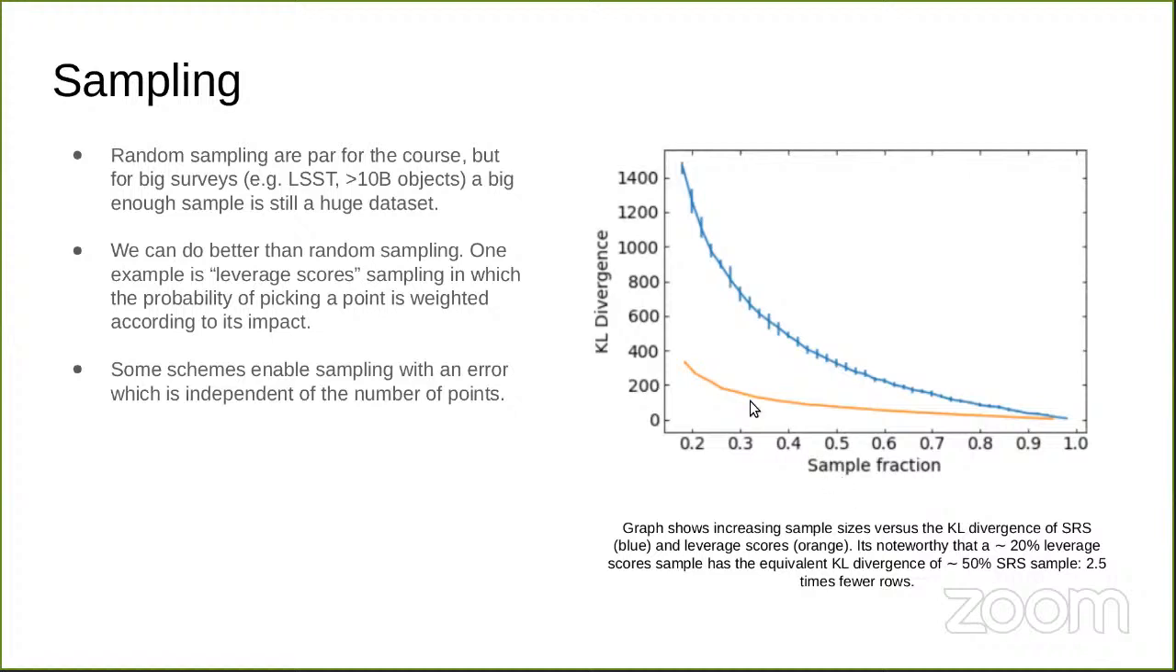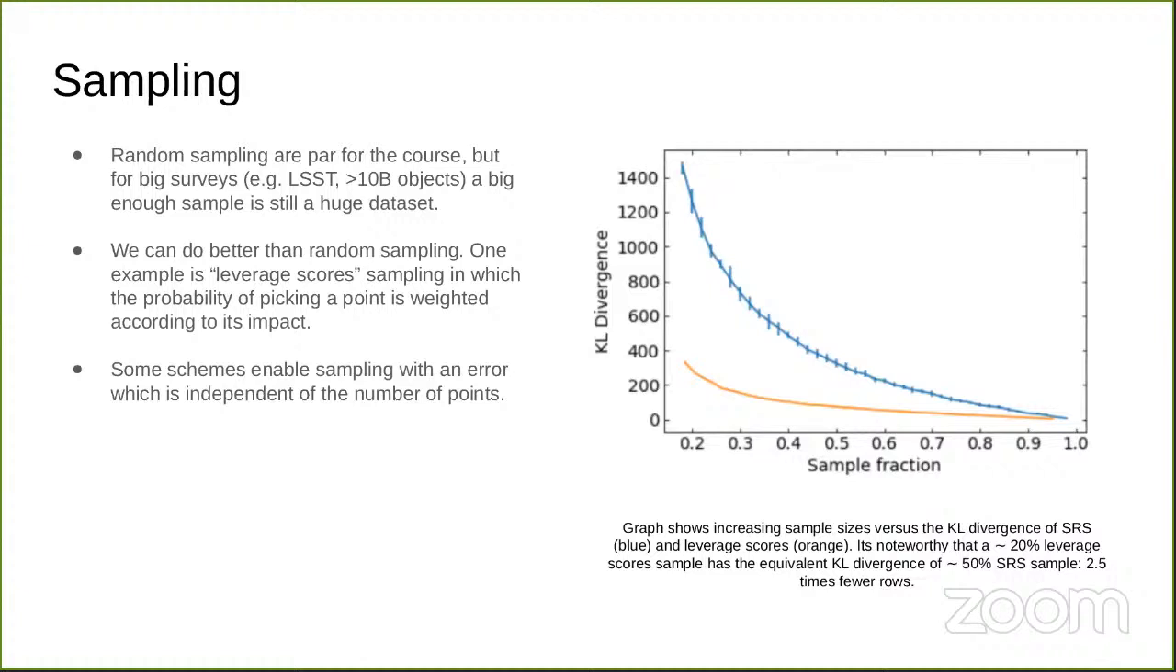And what it shows is, if you look at, let's say, the 20% fraction using leverage scores, and how big a random sample would have to be to have the same Kullback-Leibler divergence with the full data set. What it shows is that at a 20% small sample, where it's most relevant, you need about 2.5 times fewer rows using this sampling scheme than you need if you were just doing random sampling. And this is particularly relevant to very large data sets.